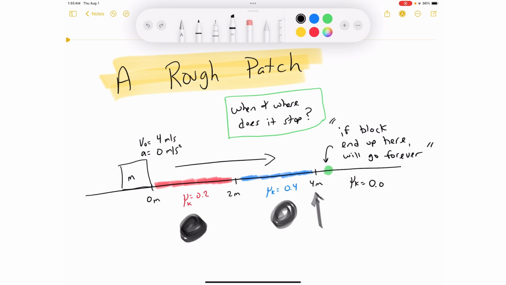I'm going to erase some of this stuff so it's not messy, and I can refer back to it. So this is the setup. Remember, the box is going from left to right at 4 meters per second, and I want to know where it stops between 0 and 4 meters.